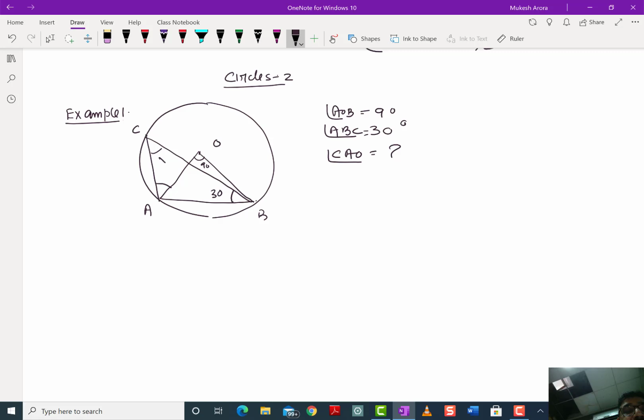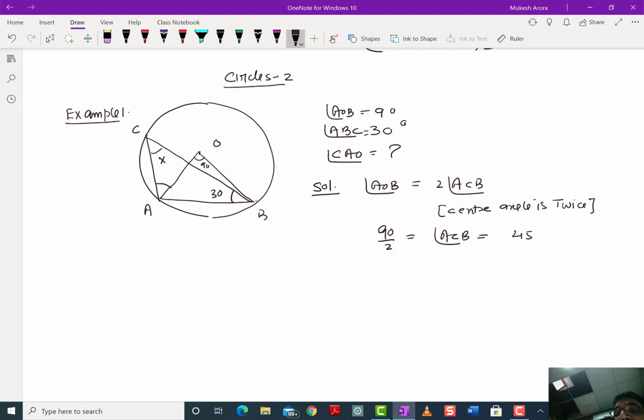So angle X. Solution. Angle AOB is twice angle ACB, because the center angle is twice the angle subtended at the arc. AOB is 90, so 90 by 2 is equal to ACB, that is equal to 45.